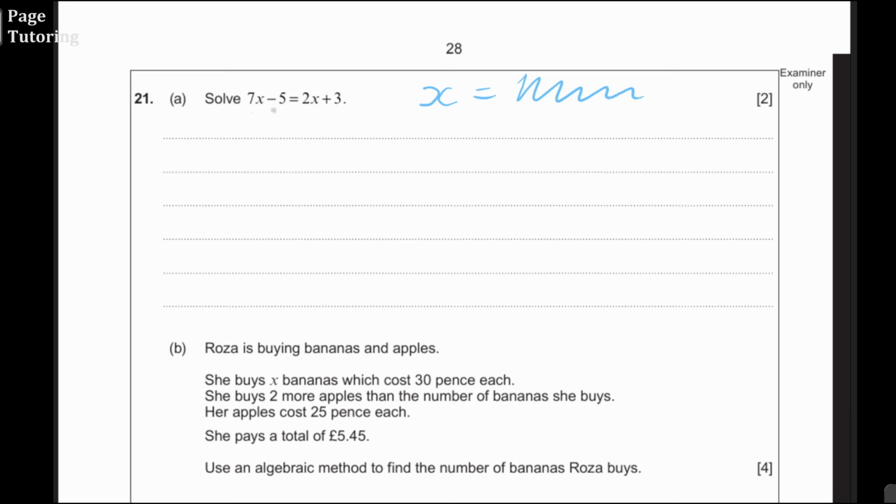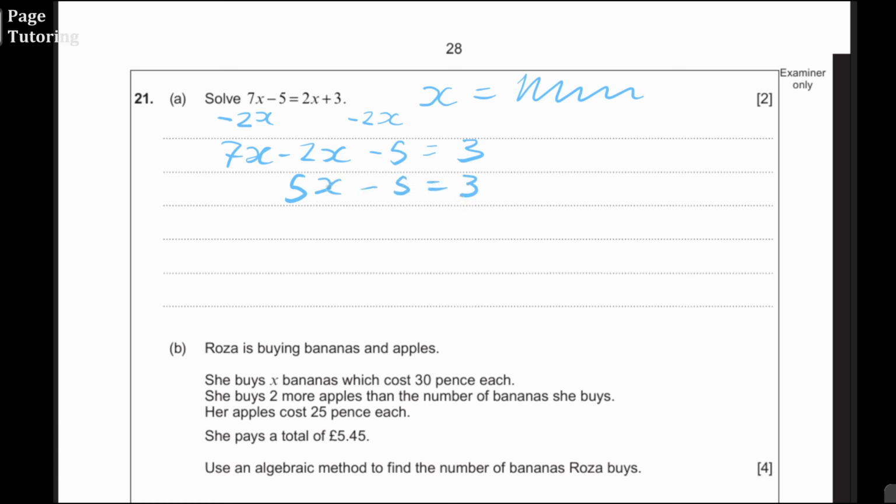The first thing I'm going to do: I have x's on both sides, and I want to start by getting x on just one side. So we've got 7x on the left, 2x on the right. I'm going to take away that 2x from the left and from the right, so I'd get 7x minus 2x minus 5 equal to 3. That 7x minus 2x gives us 5x. So 5x minus 5 equals 3.